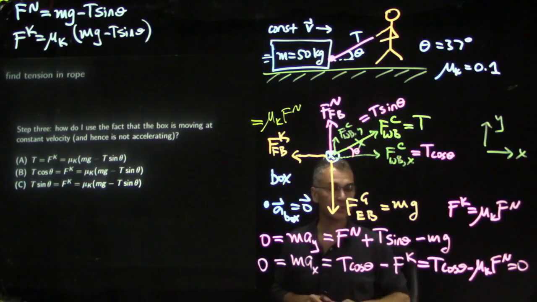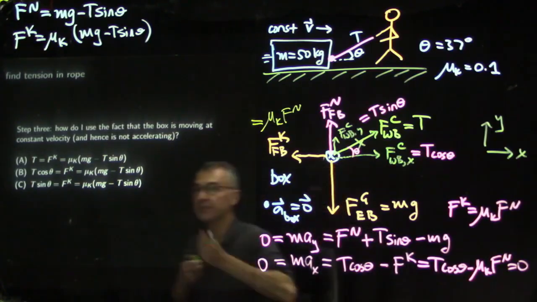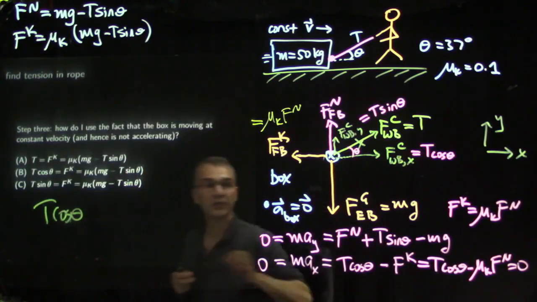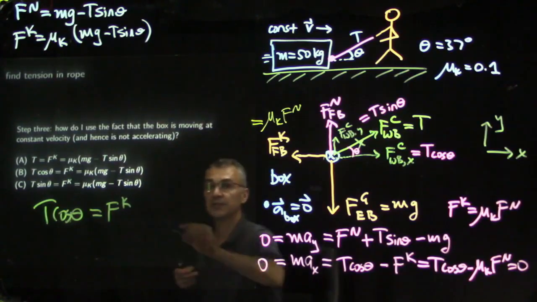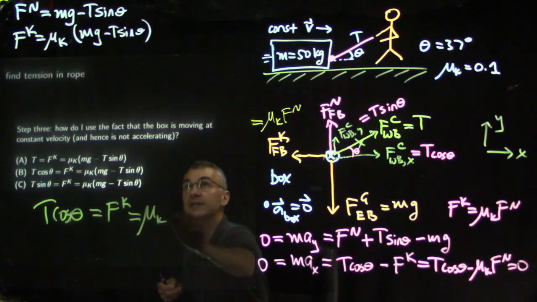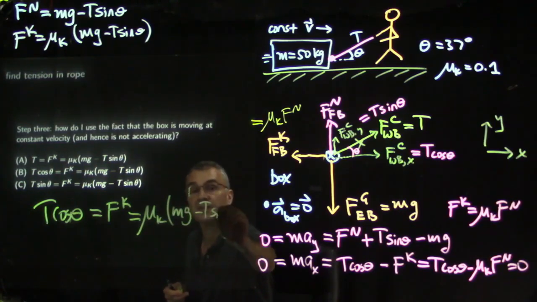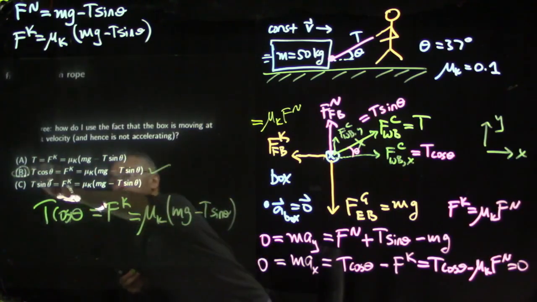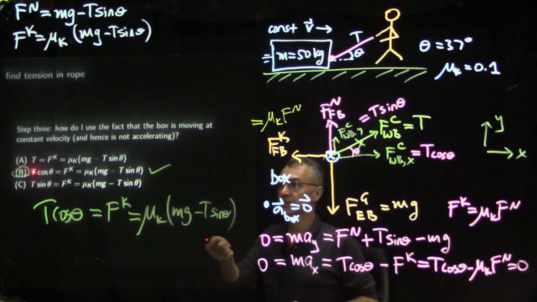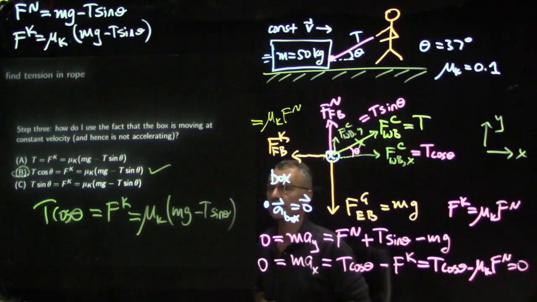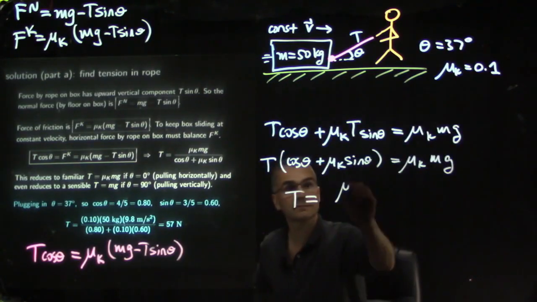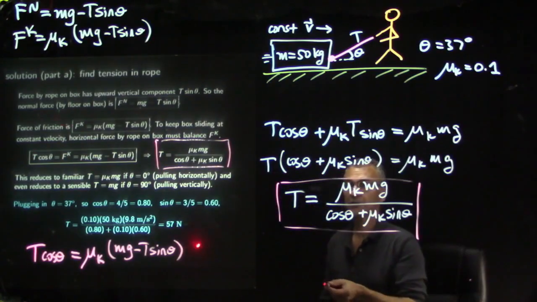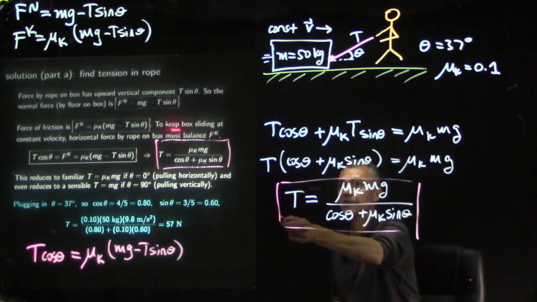Actually, we have it here. T cosine theta minus mu kinetic F normal equals 0. T cosine theta, which is the horizontal component of the tension, has to equal the force of kinetic friction, which we wrote down up here. So that is mu kinetic times (mg minus T sine theta). So it seems to be this one, B, bravo. If we solve this for the tension, we get this expression, which matches what I wrote on the slide.